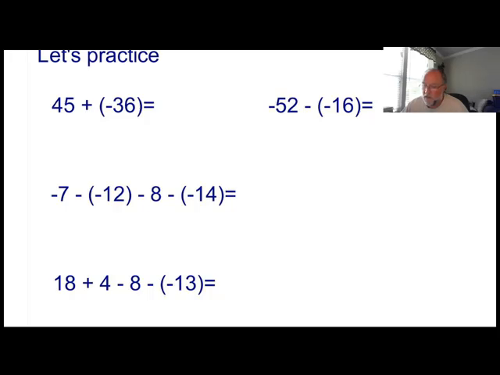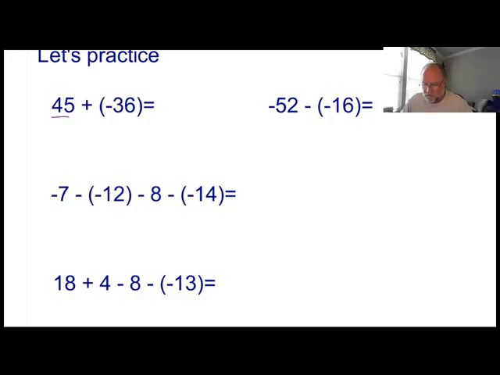Okay, so let's see how you did. The first thing you do in any problem is determine what kind of problem it is. Is it addition or is it subtraction? This first one is addition. Okay, so we like addition. Signs alike, add; signs different, subtract.